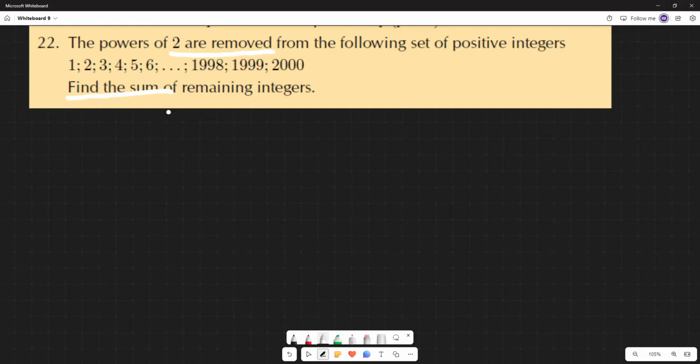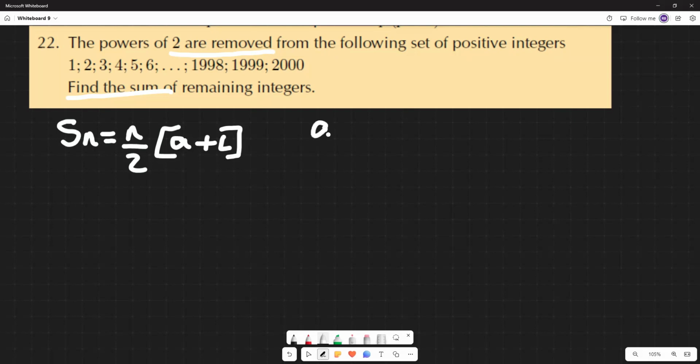Okay, so guys, we have to agree that this pattern, before we remove the powers of 2, is a linear pattern, right? So we're going to do the sum of a linear pattern, and I'm going to use the short version because I know the first and the last term. So it's going to be A plus L, where A is 1, the first term. The last term is 2000. And then the number of terms is also 2000, right?